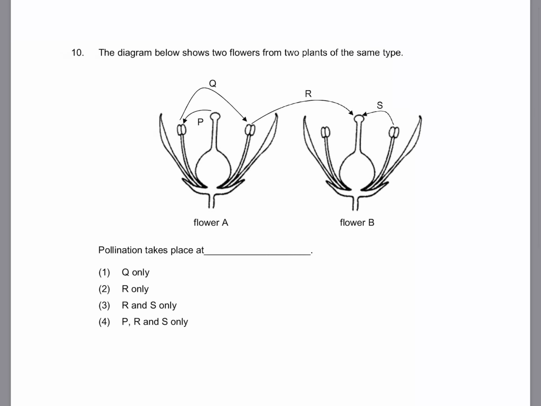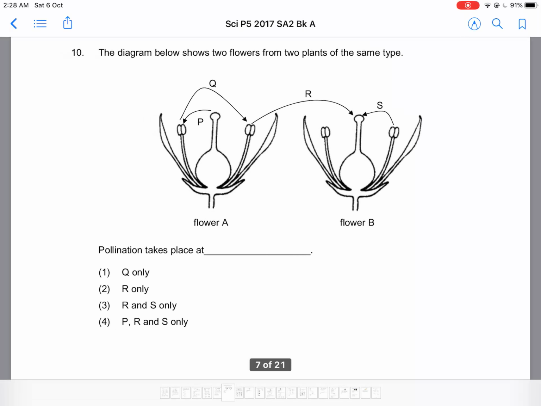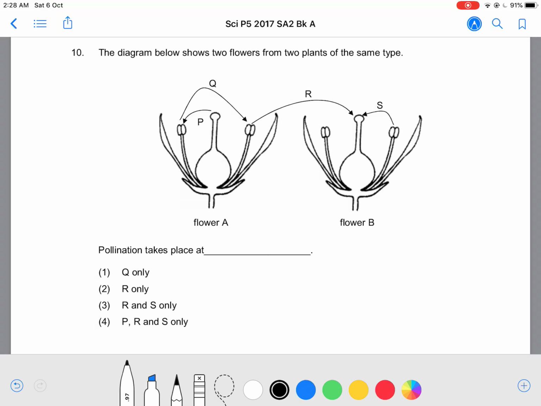Question number 10. Which one is the process where pollination takes place? Let's start with P first. Now P is from a female going to a male. That's not possible, right? The direction is always from male to female. P is out. Alright, let's look at Q. Q is from a male to a male. That's weird. That's out also.